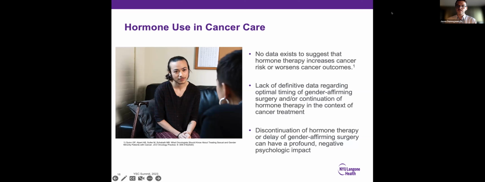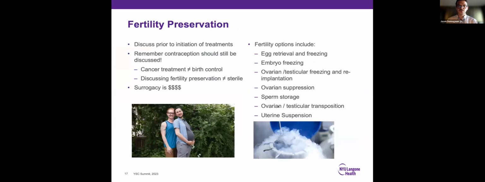And again, there's lack of definitive data regarding optimal timing of gender affirming surgery and continuation of therapy in the context of cancer treatments, as we just talked about. And again, circling back, the discontinuation of hormone therapy or delaying of gender affirming surgery can have a profound negative psychological impact and actually be worse for patients than their cancer diagnosis.